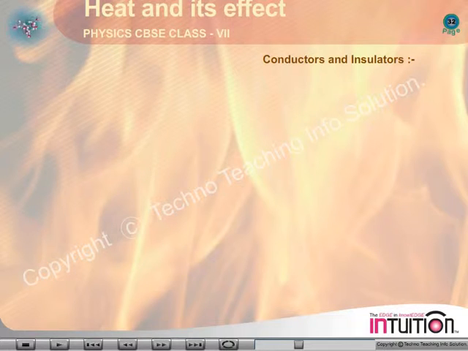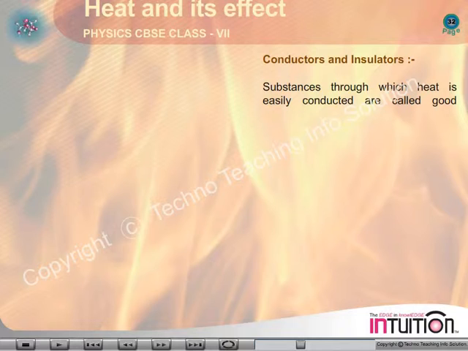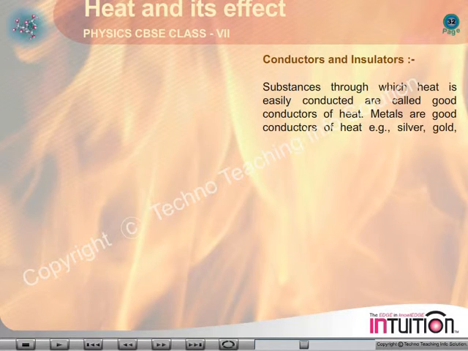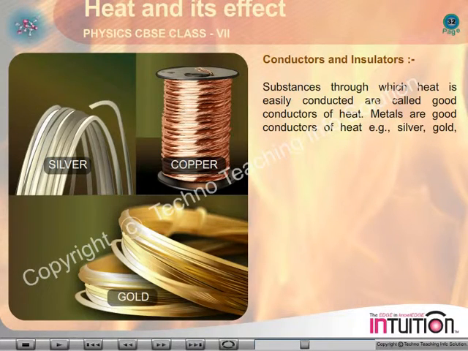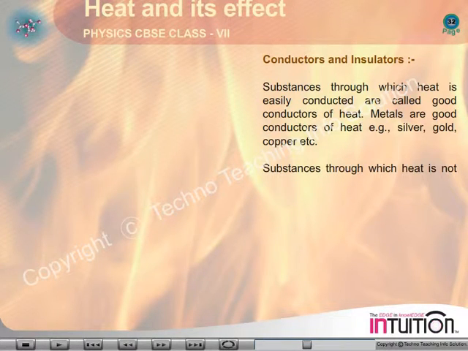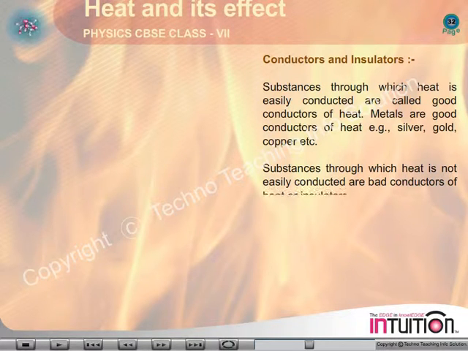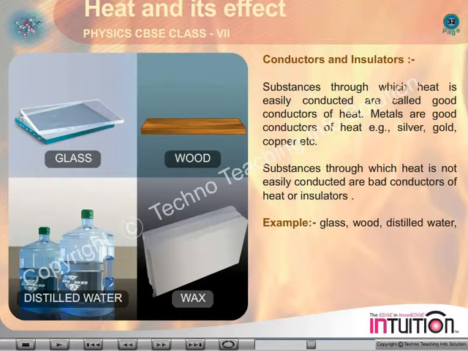Conductors and insulators. Substances through which heat is easily conducted are called good conductors of heat. Metals are good conductors of heat. Example, silver, gold, copper, etc. Substances through which heat is not easily conducted are bad conductors of heat or insulators. Example, glass, wood, distilled water, wax, etc.